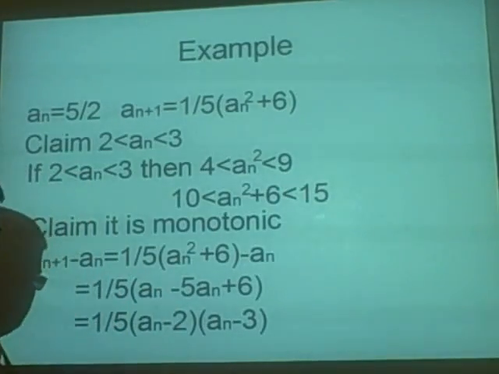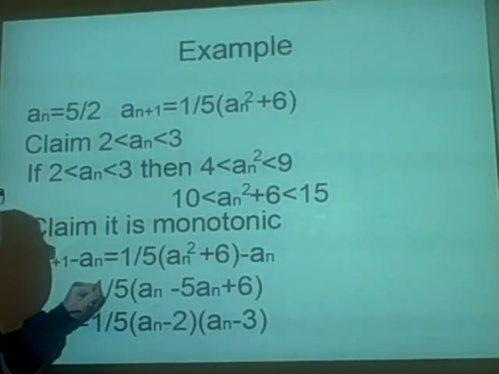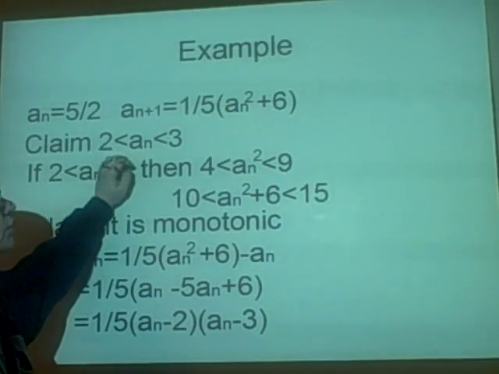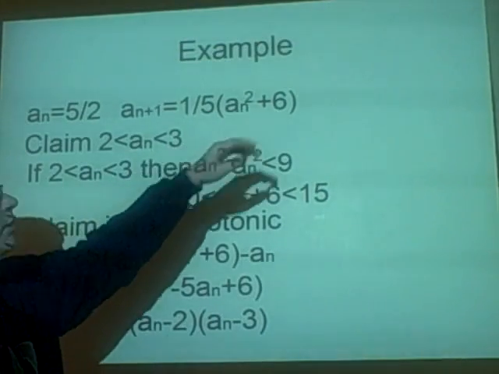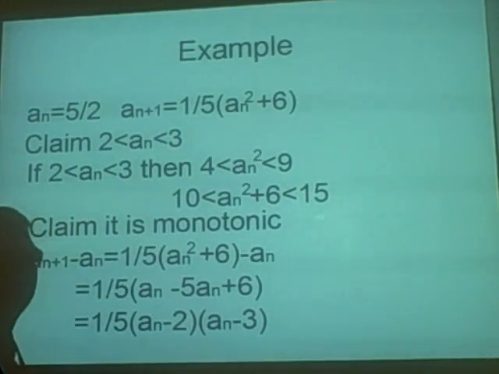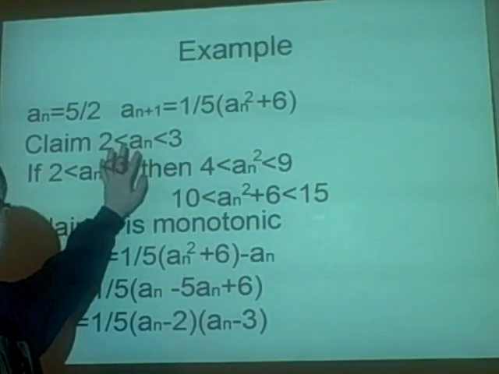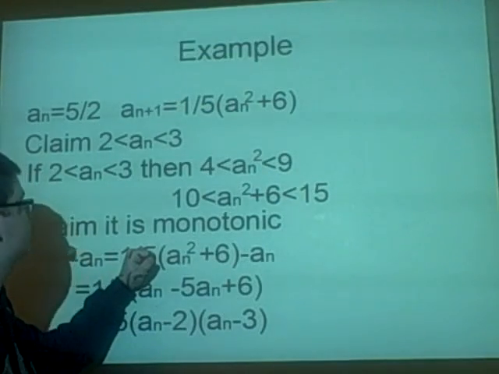Right, an example. I've kind of just put everything on there because it kind of follows itself quite easily. We have our example here. a_1 is 5/2, and a_(n+1) is a fifth, a_n squared plus 6. And they made the claim that a_n is greater than 2 and less than 3. So we want to see if it's right first.